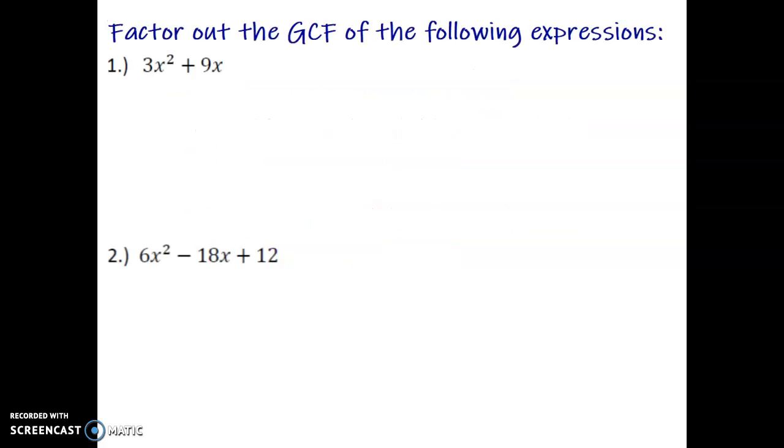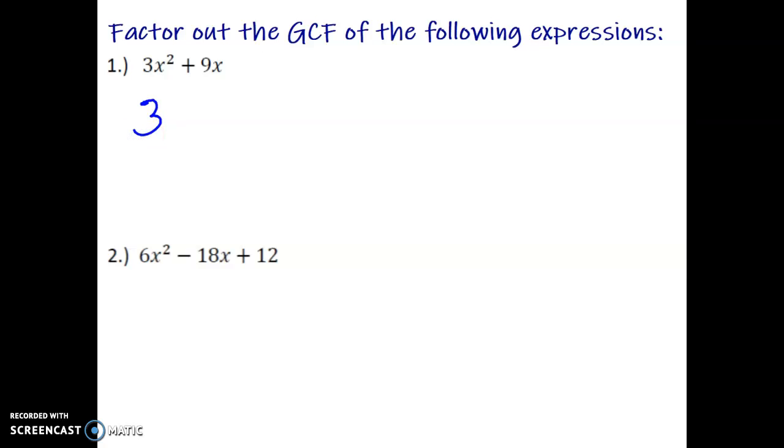Okay, so we are going to factor out the GCF of the following expressions. So I'm saying expressions and not equations because there's no equal sign there. So that's what makes this an expression. So I look first at the numbers. So I have a 3 and I have a 9. So the greatest common factor of 3 and 9 is 3.